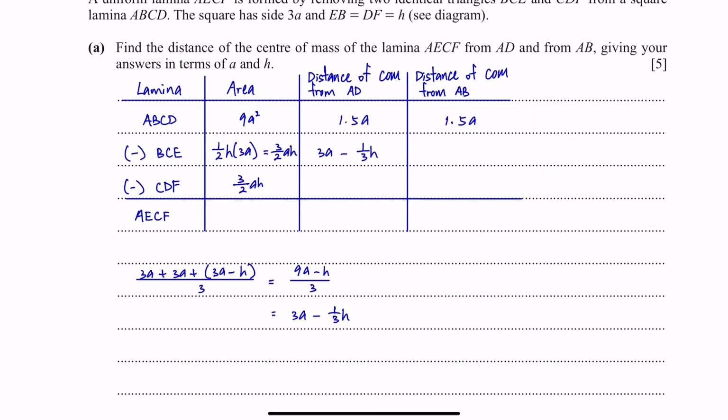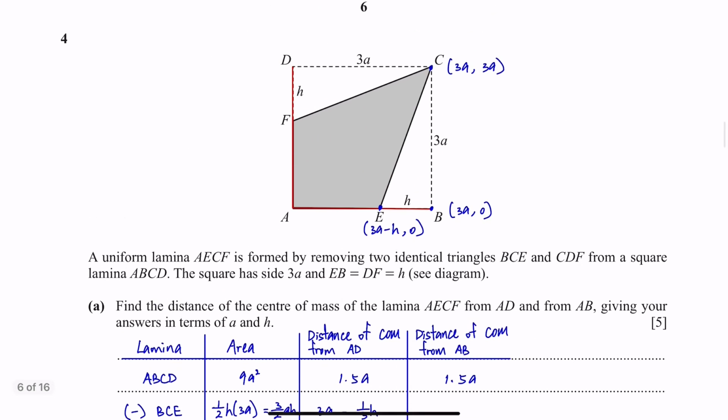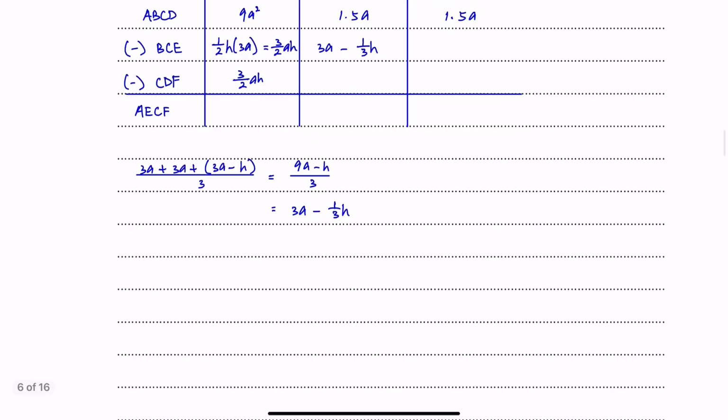Alright, as for the COM from AB, we would now need to look at the y coordinate. And the y coordinate will be 3A plus 0 plus 0 over 3, so it gives us A.